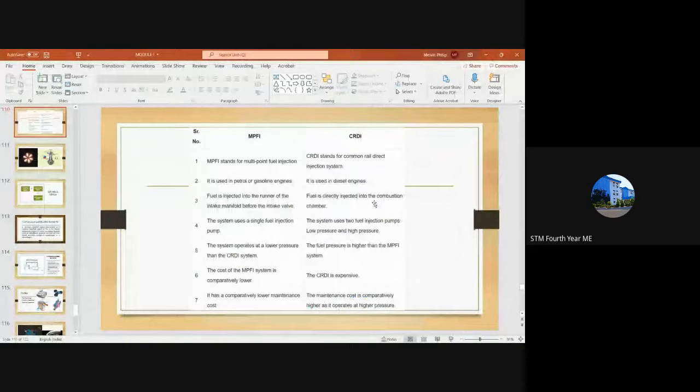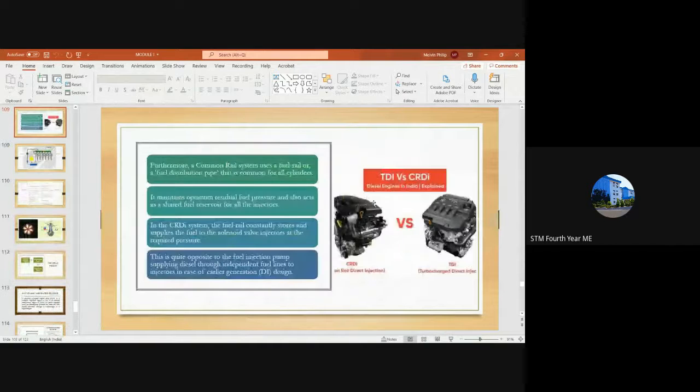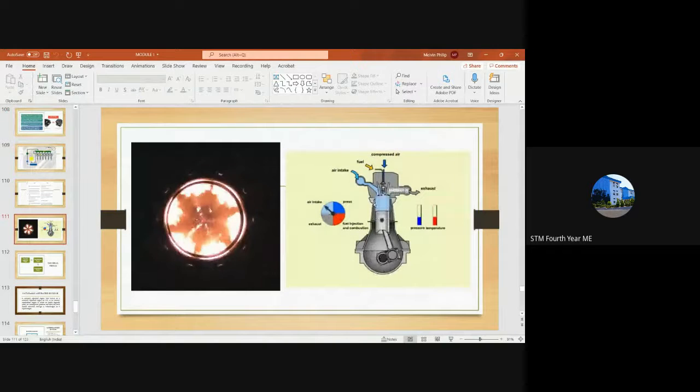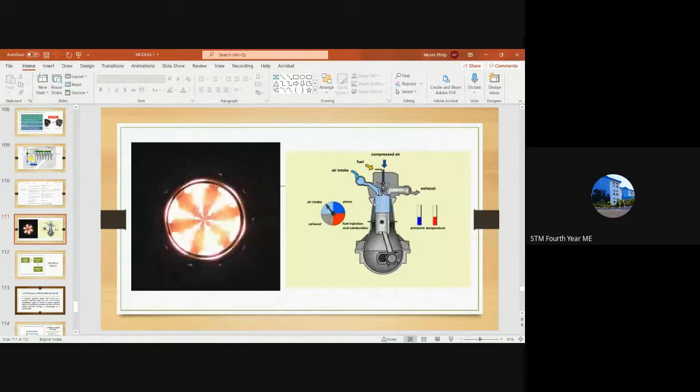Okay, in the last class we studied the difference between MPFI and CRDI engines. We also studied the difference between the carburetor and fuel injection systems. Then we saw how combustion in a diesel engine occurs, and how the CRDI works.